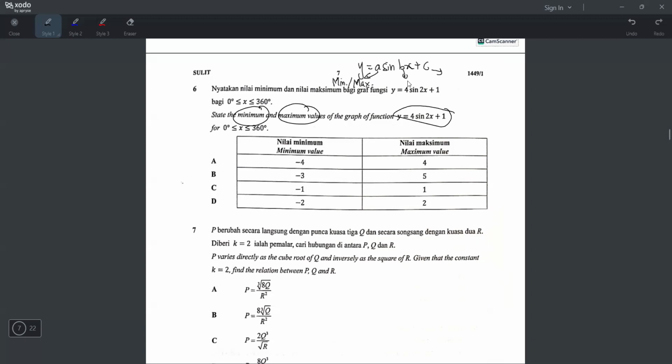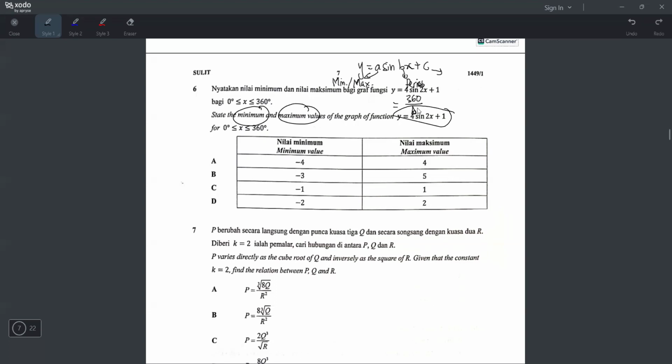And when you're changing b, you're changing the period, right? Period is the time taken to complete one full cycle. For example, if your b is 1, then your period will be 360, because the period formula is 360 divided by b. So if your b is 1, then your period is 360. It means that when you reach 360, only then you complete one cycle.